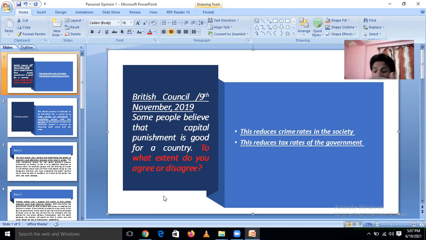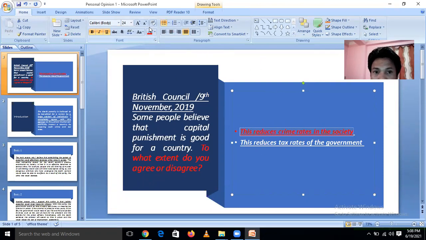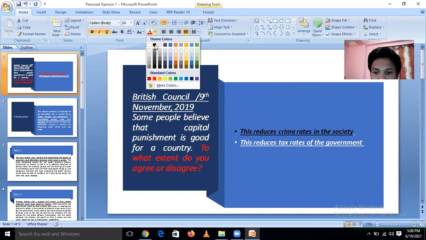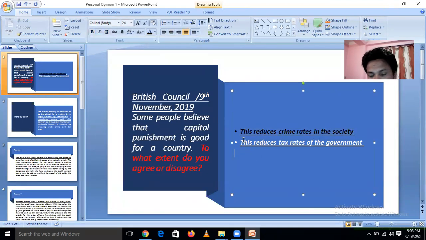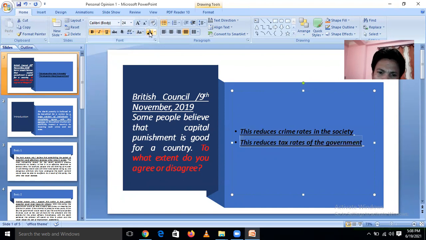You need to first of all brainstorm, think of two ideas. Now, what I thought about is that capital punishment reduces crime rates in the society. I have the first point: it reduces crimes in the society. Then I have another point: it also reduces the tax rates of the government. So I came up with two ideas.